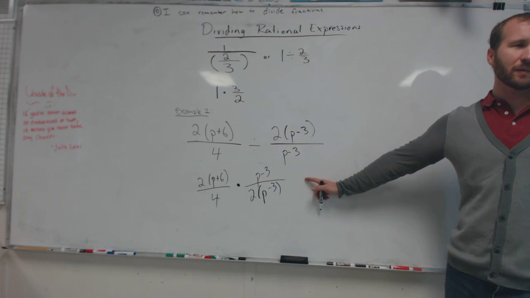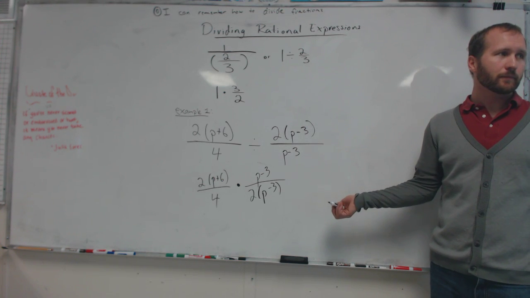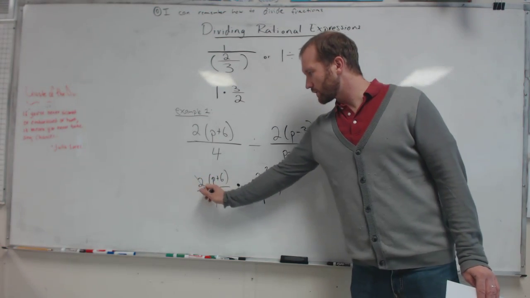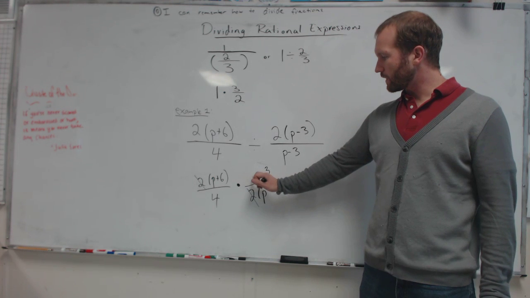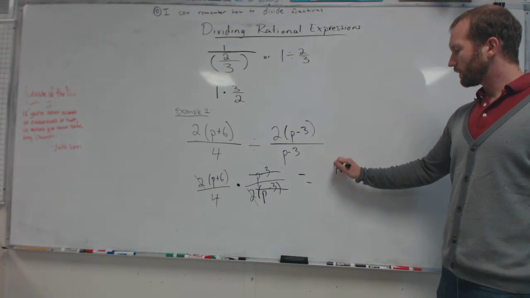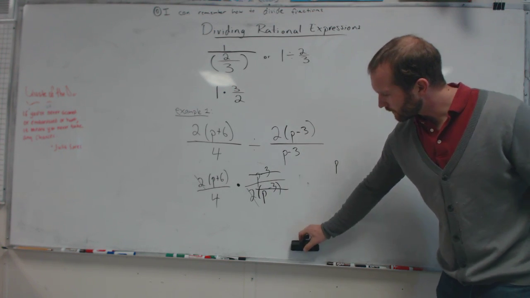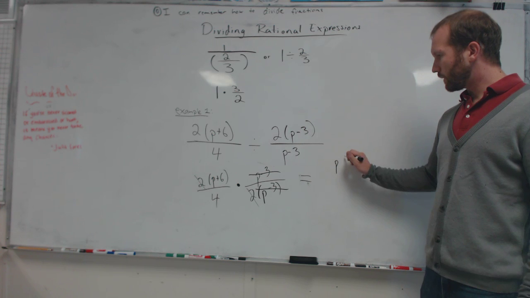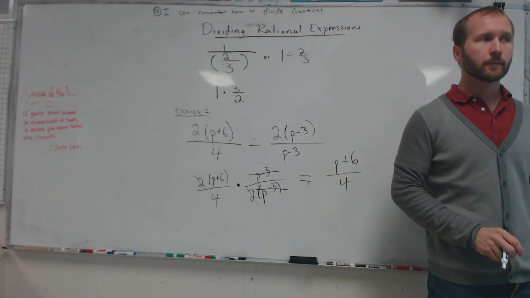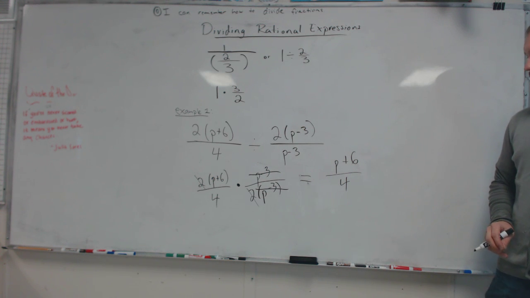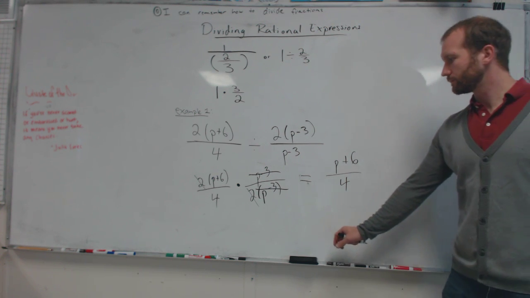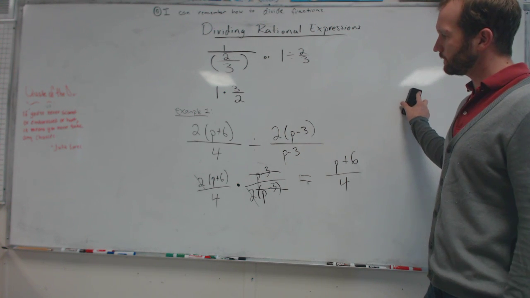And now I have a multiplying rational expressions problem. So now I'm going to look for things that can cancel. The 2 can cancel with the 2. This p minus 3 can cancel with this p minus 3. And I'm left with, that's kind of a bad equals, it's an equal sign, (p plus 6) over 4. And that's it. We're done with that one. Yeah, let's do another example.